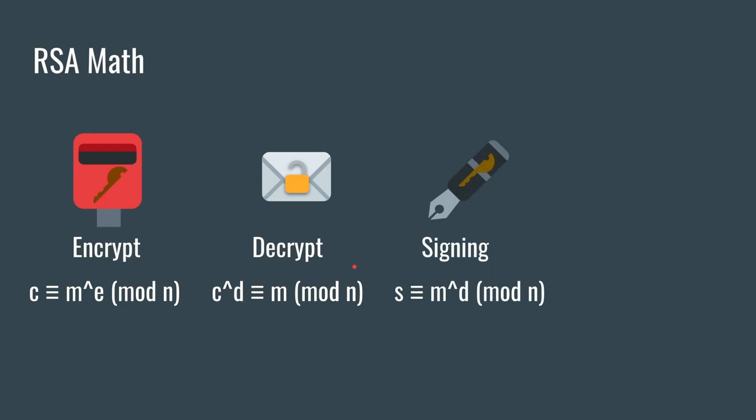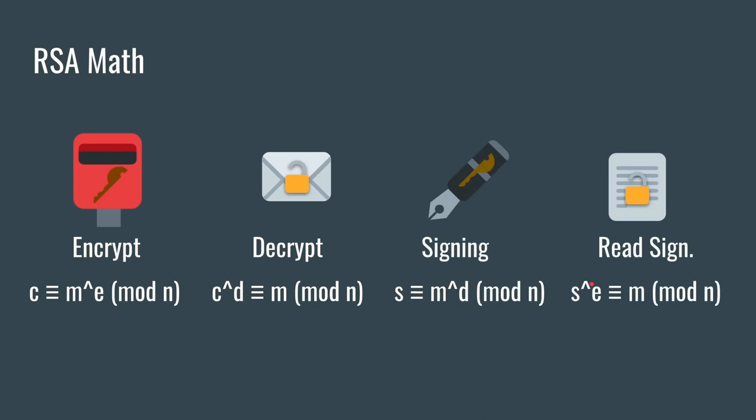For signing, we just reorder things slightly differently, where we take the message we want to sign, raise that to the private key power to compute the congruence and get the signing value, and we would reverse it and use the public key to be able to read that back out. So at a high level, this is how the algorithm works.